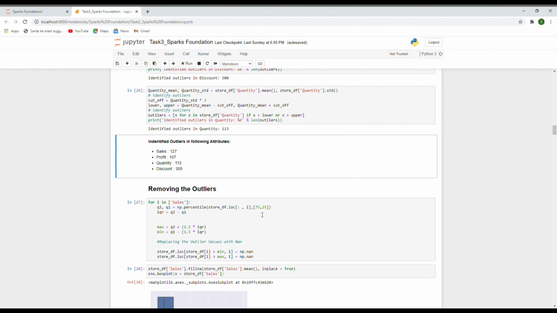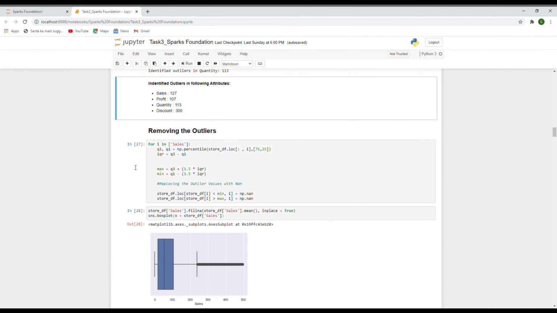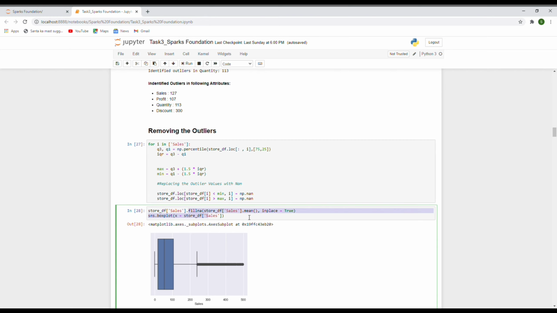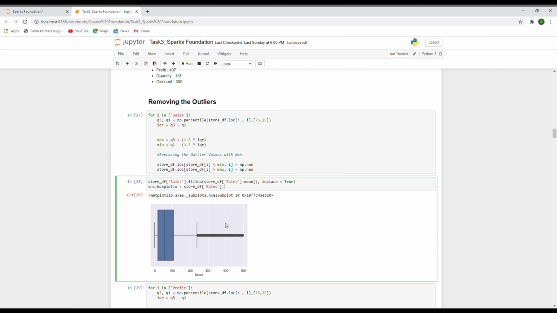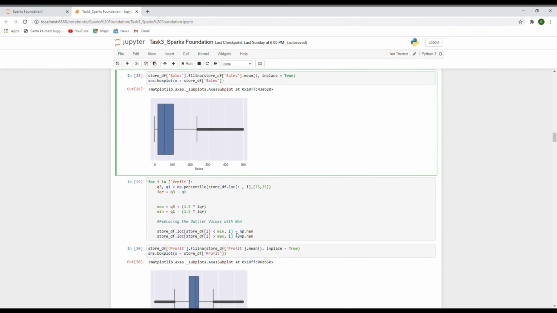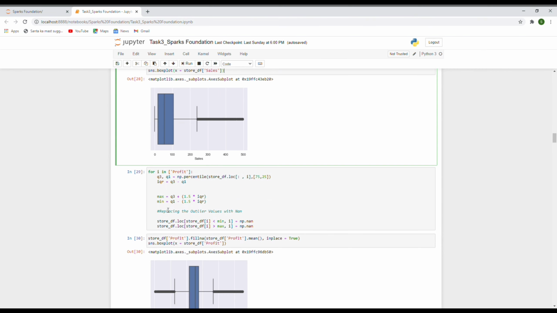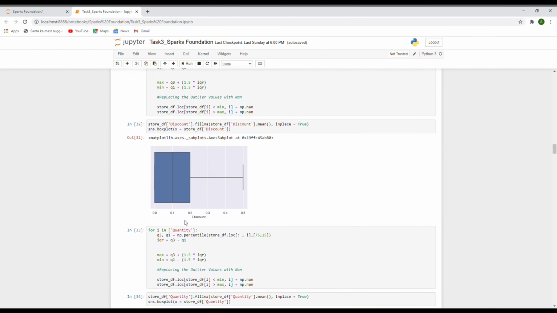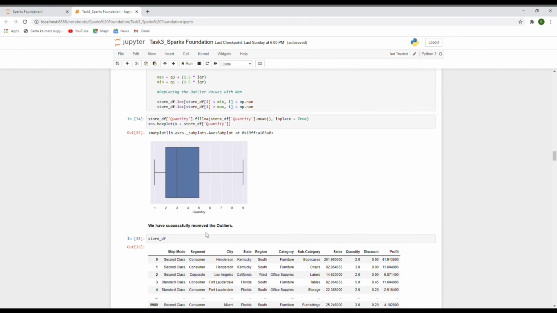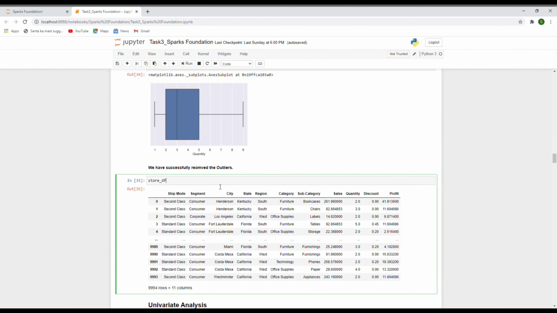Now it's time to remove the outliers. We have replaced the outliers by putting NaN values, and after that, using fillna, we have replaced those null values with the mean value of the sales. In this way we have removed the outliers, and here we can observe that the box plot has a smooth curve, right? Similarly, we have removed them for profit, discount, and quantity. So we have now successfully removed all the outliers, and here's our data set.